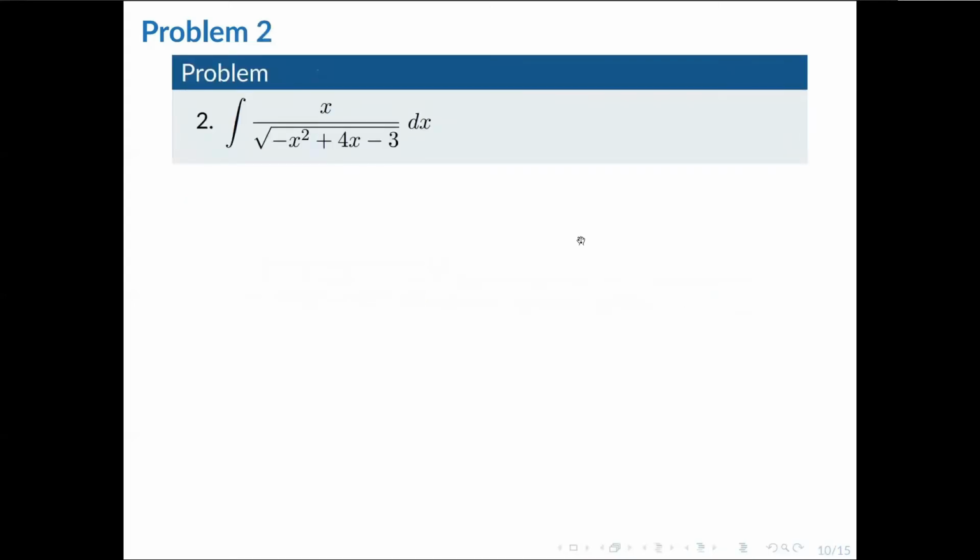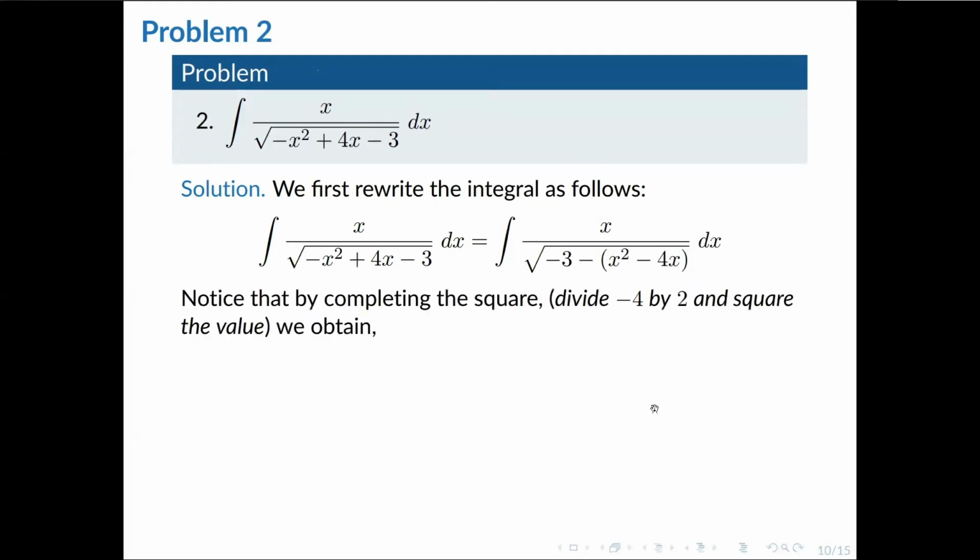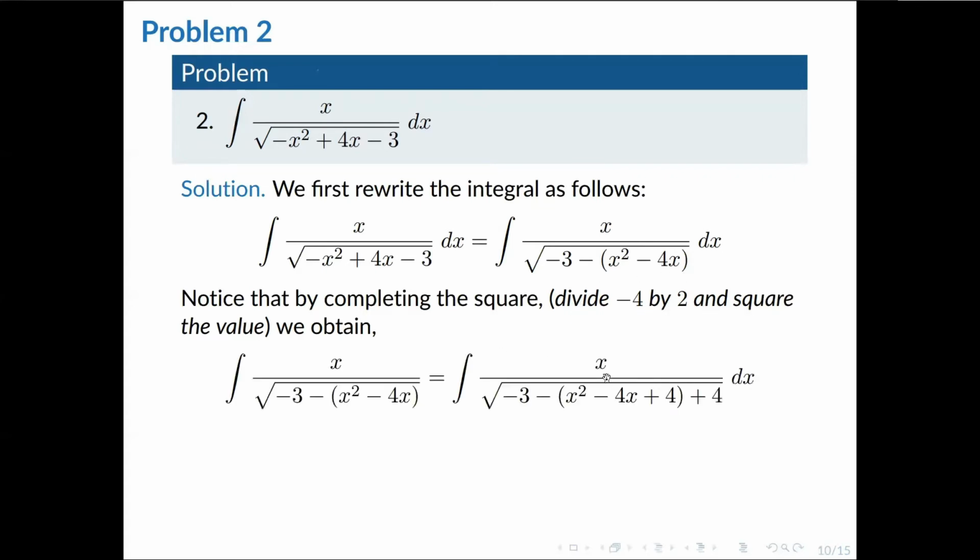For problem 2, we are given integral of x all over the square root of negative x squared plus 4x minus 3 dx. We rewrite the integral as follows. Rewrite niya lang yung nasa loob ng square root as -3 minus quantity x squared minus 4x. So completing the square, yung pag-complete lang ng square ay for this example I divide -4 by 2 and square the value. So we obtain this integrand.